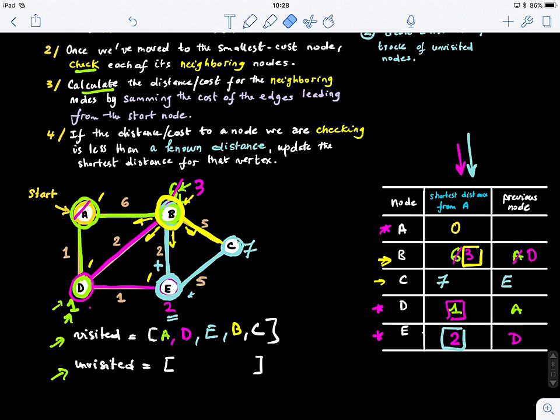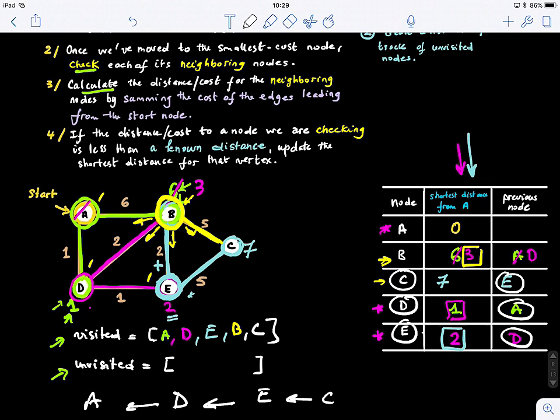Now, if I want to find the shortest path, let's say to go from C, I need to use this table. I trace back. So, C. And then I need to go back to E. And then from E, I go to D. And then from D, I find my A. So the shortest path is A, D, E, C. Okay? That's how you find the shortest path.